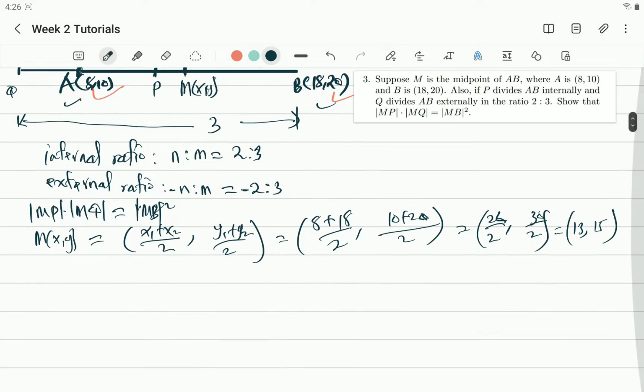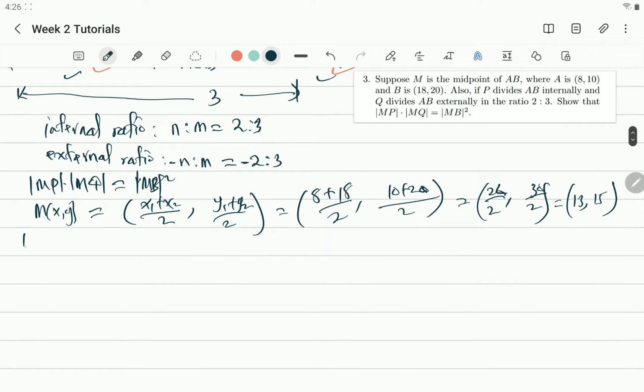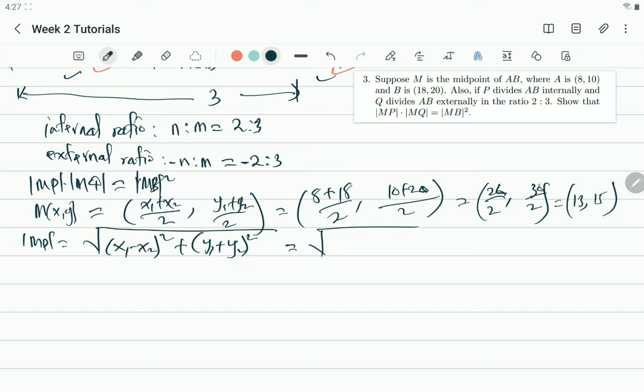So now we have that the MP, which is the length we are finding, has the formula: the square root of x1 minus x2 squared plus y1 minus y2 squared, right? Unfortunately we don't have the P, so that is one thing we would have to do first. We would have to also calculate the P quickly, so let me quickly do that.